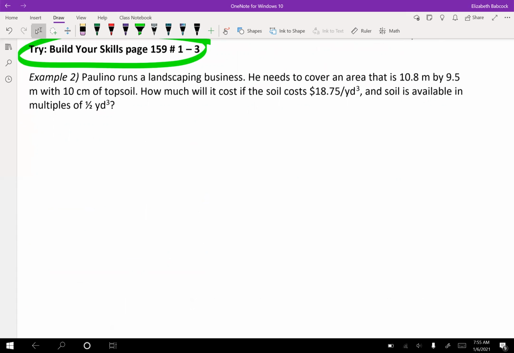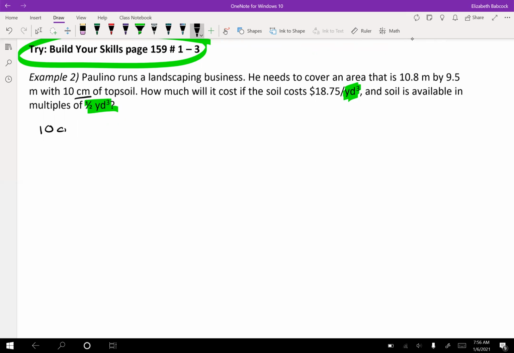So Paulino runs a landscaping business. He needs to cover an area that is 10.8 meters by 9.5 meters by 10 centimeters of topsoil. How much will it cost if the soil is, ooh, look at this, different units. And it's only available in half yards. Well, that's a little different. So if that's the case, we need to first convert our centimeters to meters.